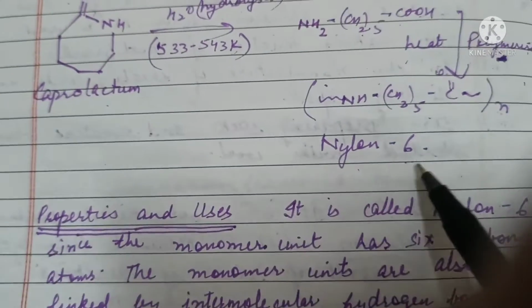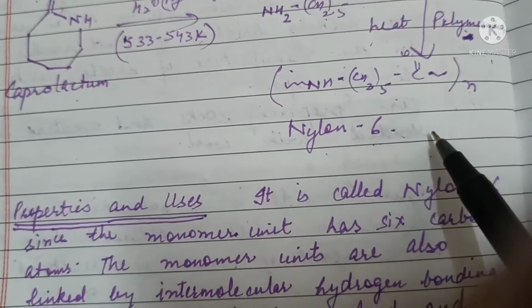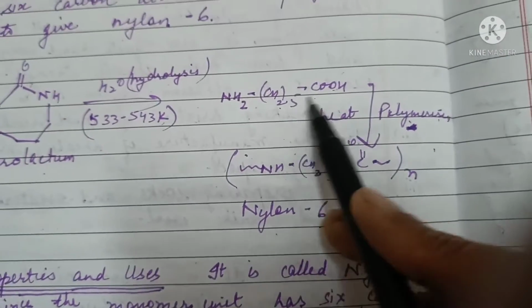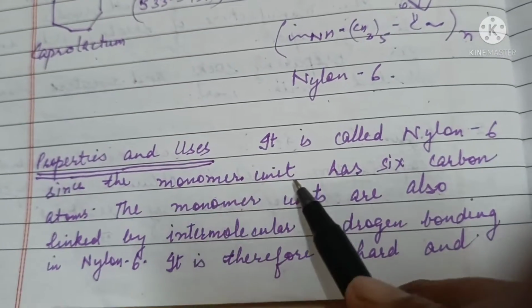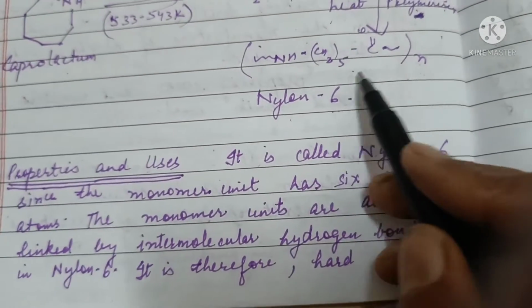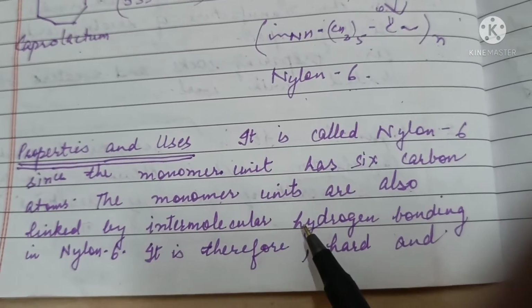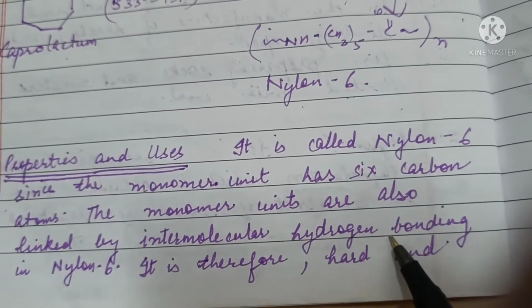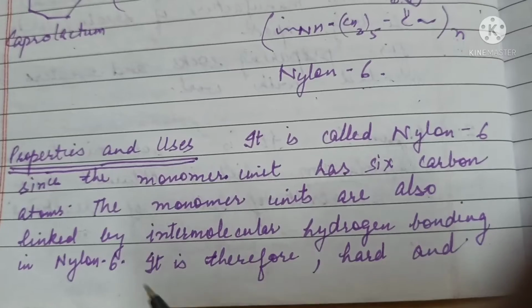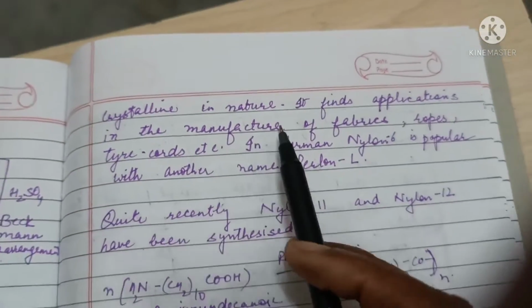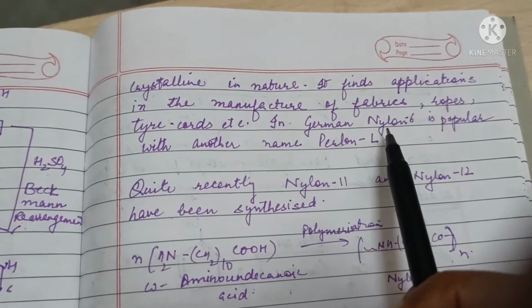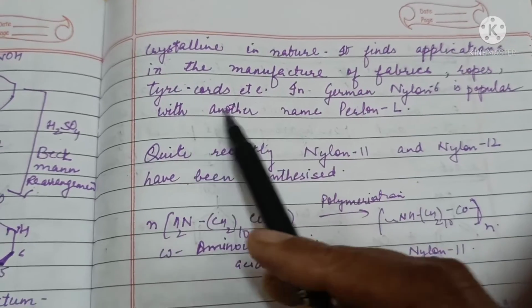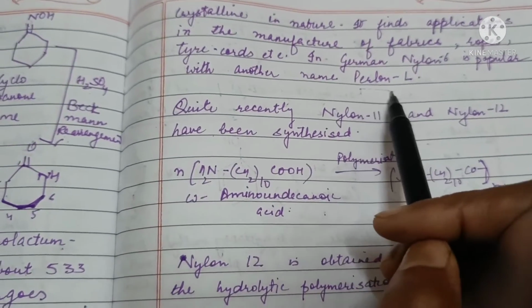Whereas in nylon 6,6 we had 2 different monomers. Here it is only 1 monomeric unit. Though it is called nylon 6 since the monomer unit has 6 carbon atoms, and it is also interlinked by intermolecular hydrogen bonding. So it is hard and crystalline in nature. It finds application in manufacture of fabrics, ropes, tire cords, etc. In German, nylon 6 is popular with another name, Perlon L.